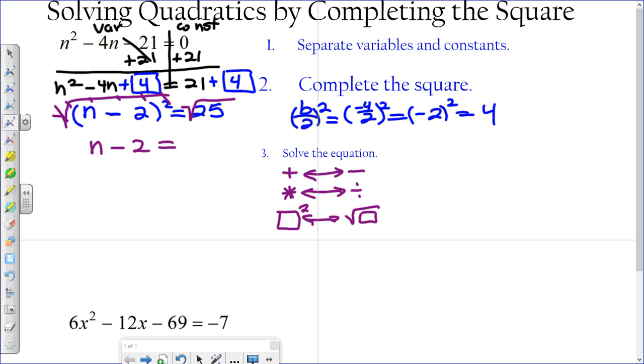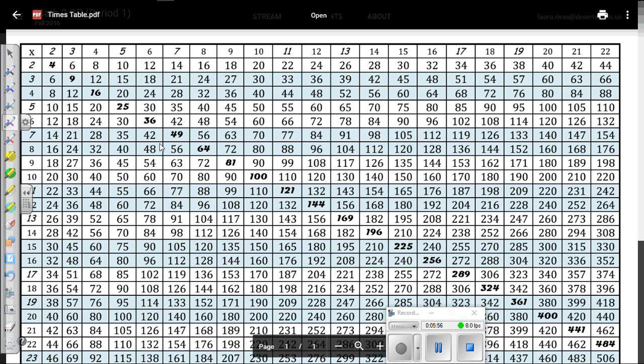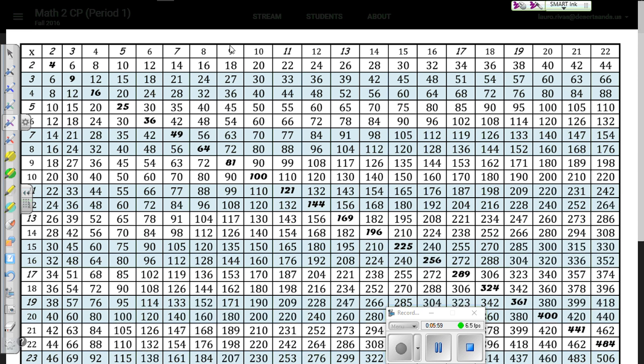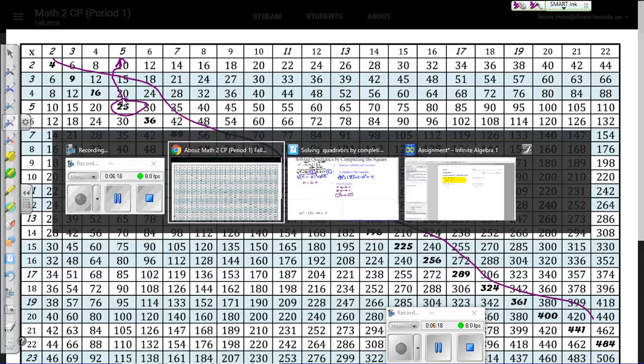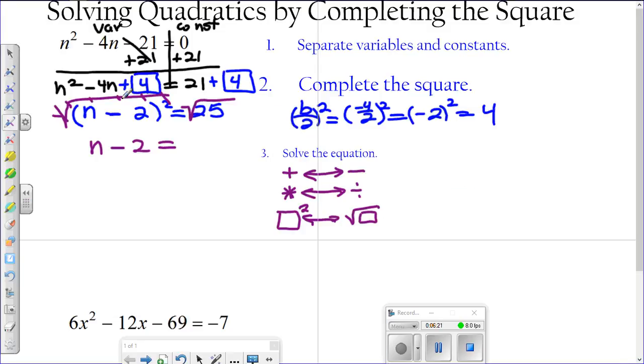Remember, use your times tables. Square root of 25. Look for 25 somewhere in here, in these numbers. And 25 will be right here. So the square root of 25, looking straight up, the answer will be 5. So the square root of 25 is 5. And I'm going to put in plus or minus 5. That is the answer.